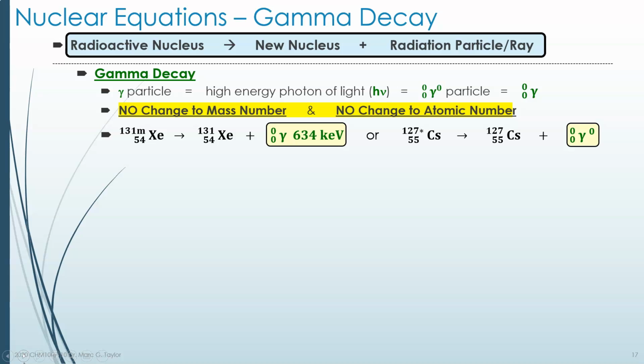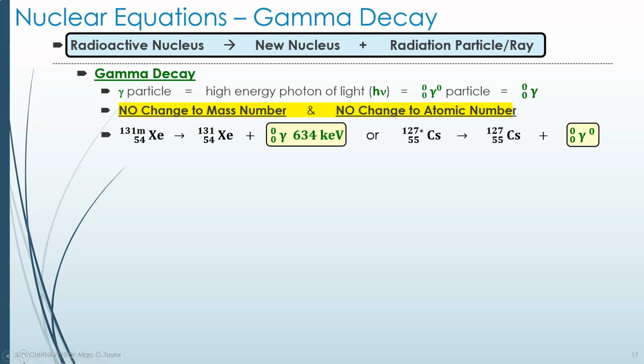And we label the unstable ones with the letter M for meta. Sometimes you'll see M1 and M2 if there are multiple meta forms, multiple isomers of this isotope. Sometimes you'll just see a star. So I've given you an example of each. We have xenon-131m, which is the high energy form of xenon-131, and we have cesium-127 star. And when these undergo a gamma decay, they merely relax to a more stable form of the exact same nucleus with the same number of protons, the same number of neutrons. And it releases energy.